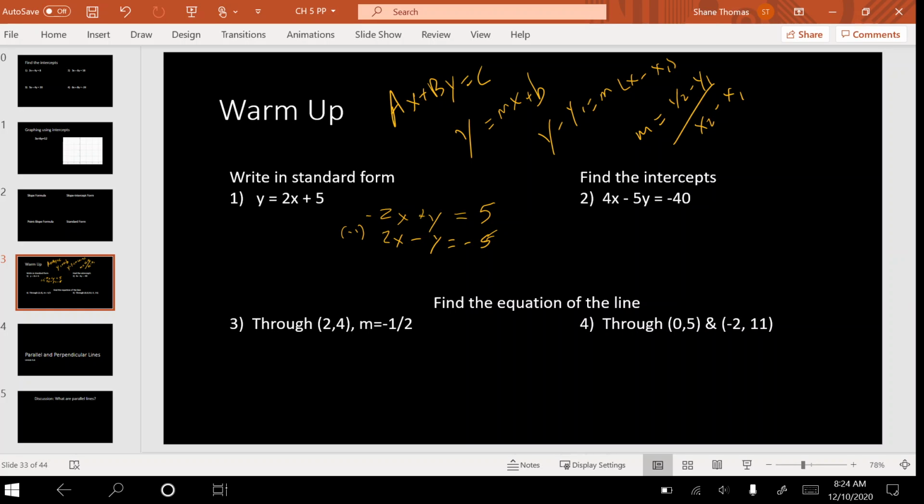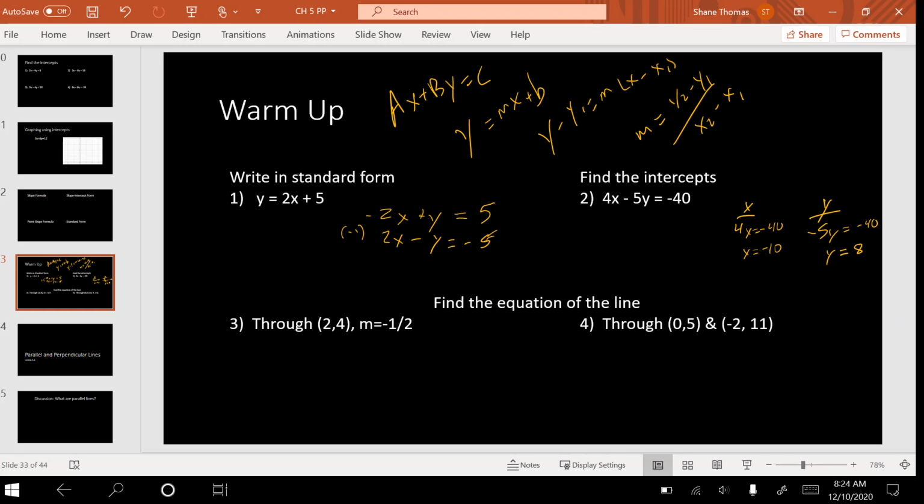If we want to find the intercepts, we use the cover-up method. Make two columns, an x column and a y column. All right, so from there, cover up your y term. So for x, I'm going to have 4x equals negative 40. Divide both sides by 4. X is negative 10. Y side, cover up your x term. So you have negative 5y equals negative 40. So y is going to be positive 8.